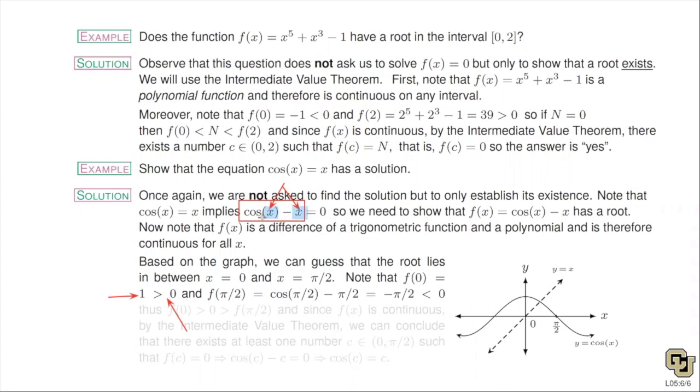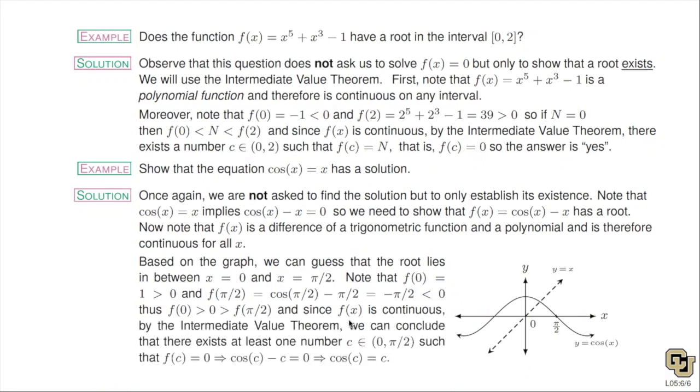Cosine of pi over 2 is 0, minus pi over 2. So here, f of pi over 2 is negative pi over 2, which is less than 0. So basically, we've shown 0 is in between f of 0 and f of pi over 2. That is, 0 is in the range. And since f is continuous, by the intermediate value theorem, there must be at least one number c in the interval 0 to pi over 2, such that f of c equals 0.